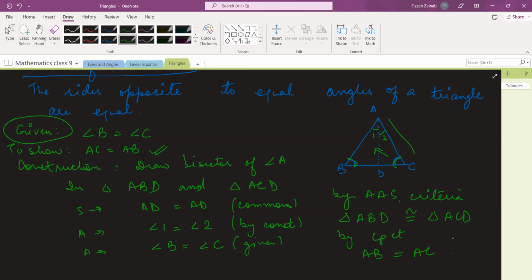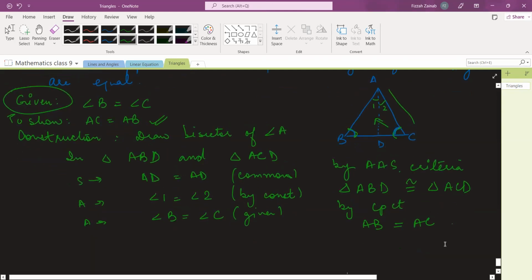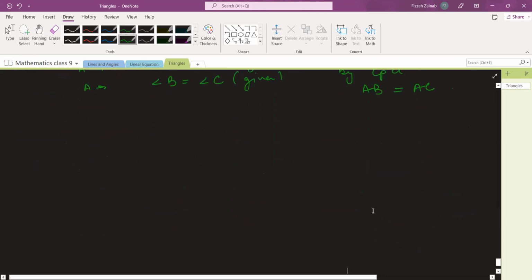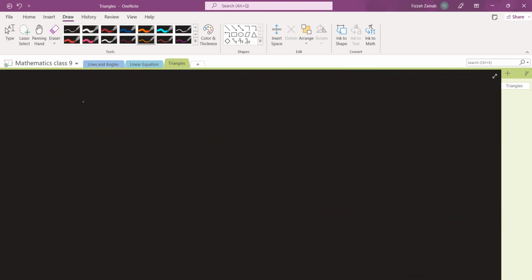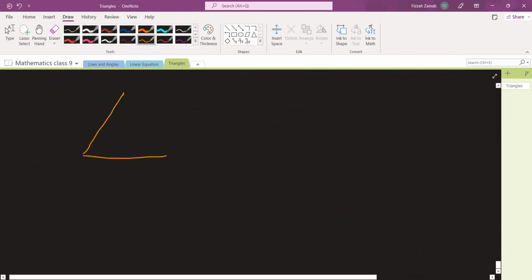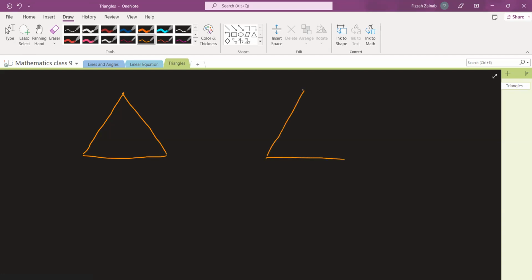Let me just quickly revise once more. What are the different congruency criteria? I think you people are struggling with it. Now see here. Try to understand one thing, right? I'm drawing two triangles. So let me call it A, B, C, and let's call it P, Q, R. Now see here.